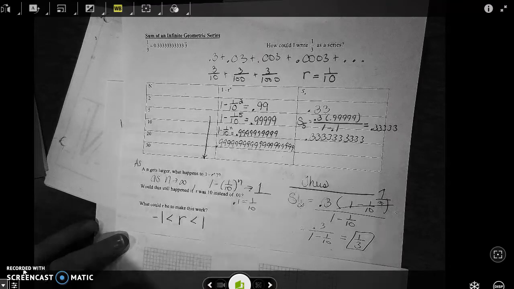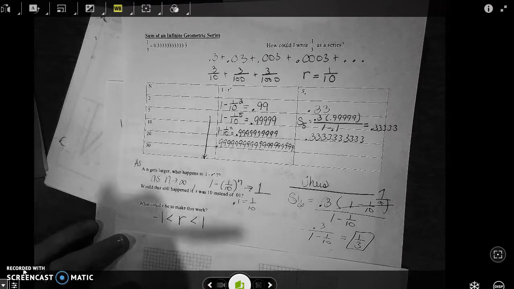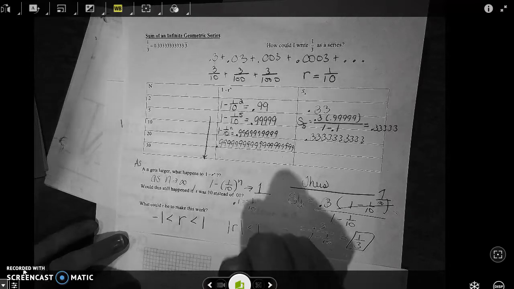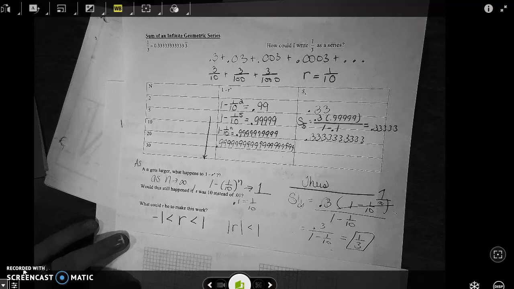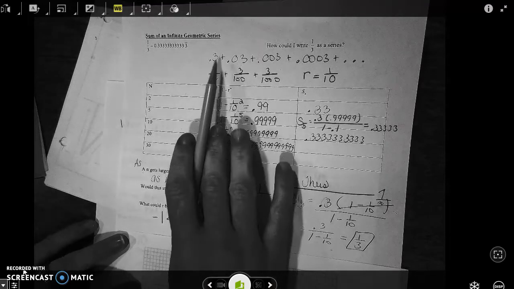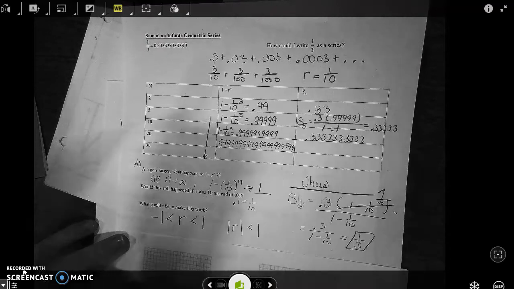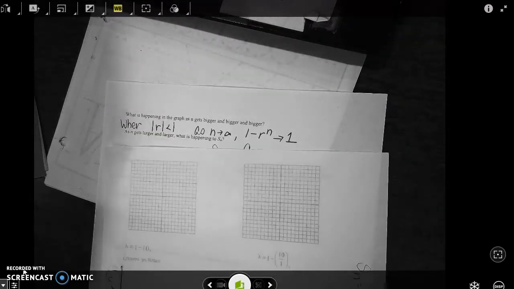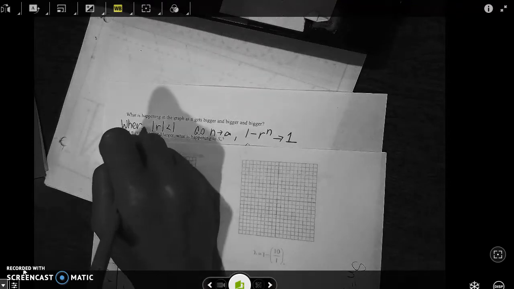So it has to be in between -1 and 1. Or you might say the absolute value of r is less than 1. That's the only way individual terms will end up getting closer and closer to 0. And I have written that on the next page for you. So let's turn the page.